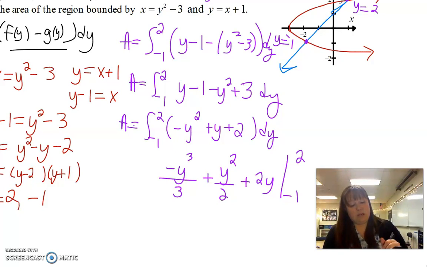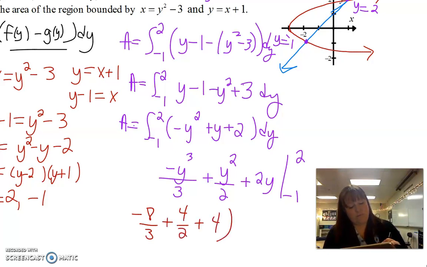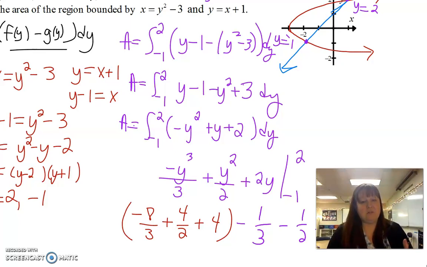So we're going to plug in 2. I'm going to use a different color for that one so that we can remember what we're doing. So negative 8/3 plus 4/2 plus 4, minus, plugging in negative 1, because negative 1 cubed is negative 1, and then negative negative 1 is positive 1/3, minus 1/2 minus 2. And because we are in calculus, we don't need to go any further than that.